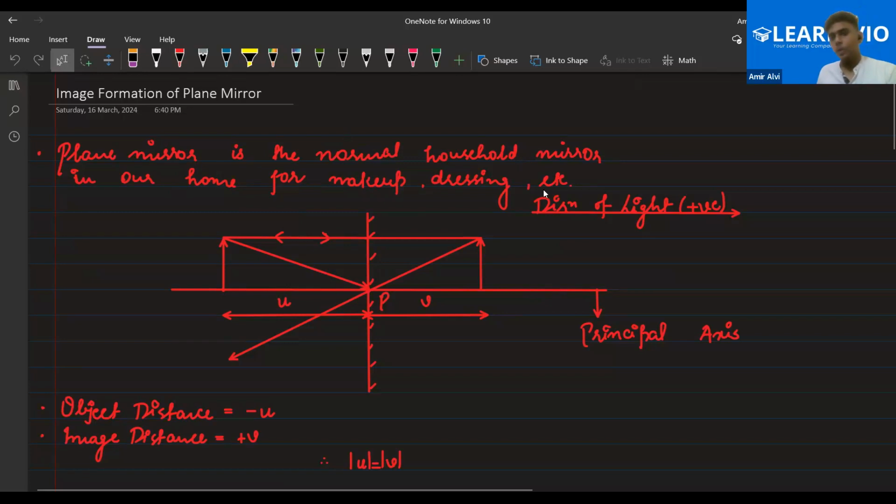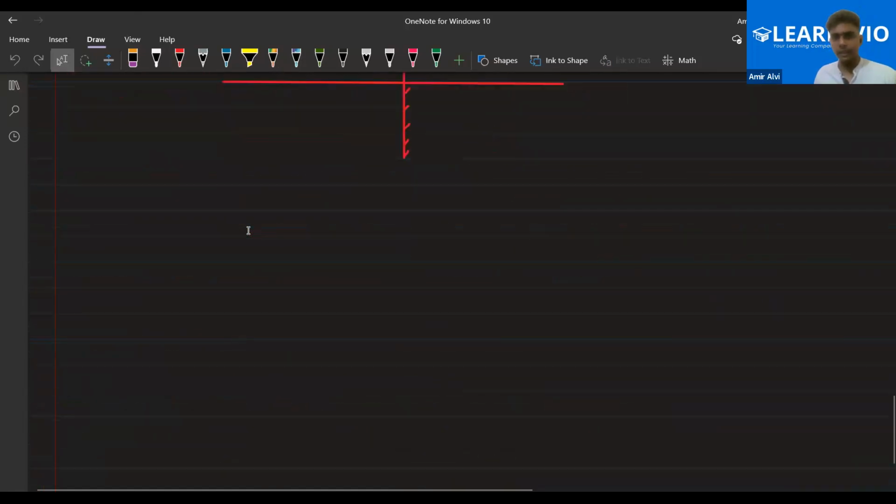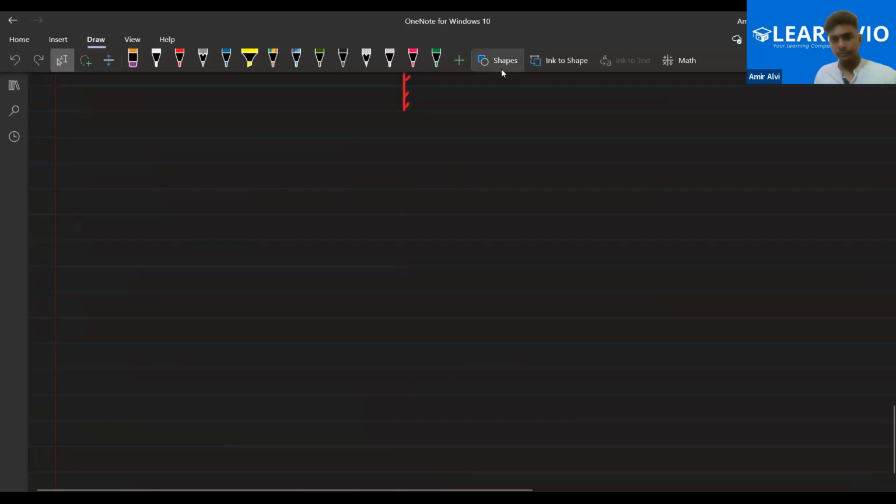Clear everyone? Okay. So let's understand the image formation of the plane mirror. How is the image formed in the plane mirror? As you can see, this is the smooth surface. The mirror is standing on the smooth surface. This is the object. Let me draw it here so that you can understand it. This is the surface. This is the plane mirror.